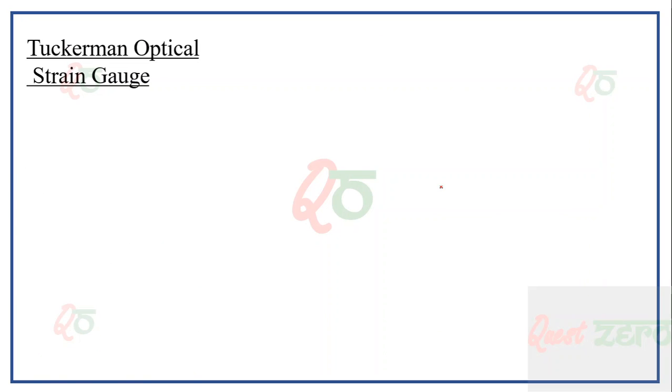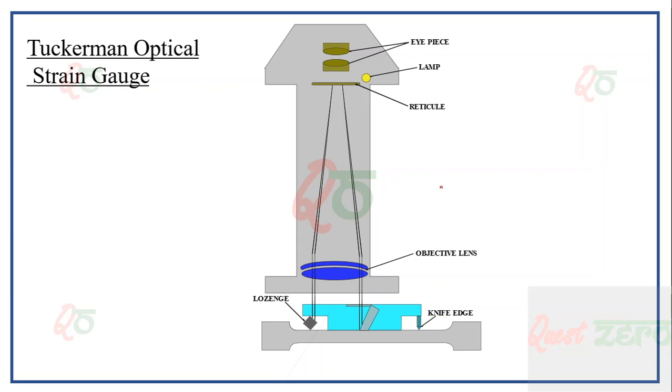So the next type of strain gauge is the optical strain gauge. We'll discuss the most famous one, the Tuckerman optical strain gauge. It is not completely an optical strain gauge. The amplification of the elongation is achieved through optical means, hence it is called an optical strain gauge, but the mechanical elements are also present. So it can be aptly called a mechanical optical strain gauge.